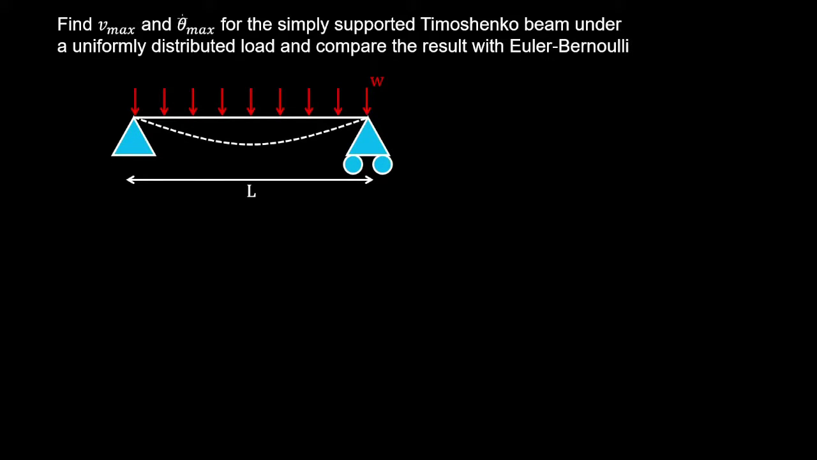Find the maximum deflection and rotation with the simply supported Timoshenko beam and the uniformly distributed load, and compare the result with Euler-Bernoulli. Well, the governing equations are: the bending stiffness by the curvature is equal to the bending moment, and the shear correction factor by the cross-sectional area by the shear modulus by the negative of the shear angle, which is the bending angle minus the net angle change of the neutral axes, and that's equal to the shear force.